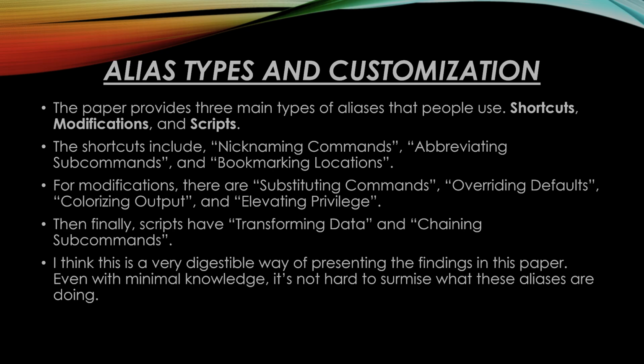The way that this paper organizes and shows you this information is through these following types. It provides three main types of aliases that people use: shortcuts, modifications, and scripts. Shortcuts include nicknaming commands, abbreviating subcommands, and bookmarking locations. For modifications, there's substituting commands, overriding defaults, colorizing output, and elevating privilege. And finally, scripts have transforming data and chaining subcommands. And honestly, even without going in further depth, the way that it's phrased, at least for me, it's very self-evident about what these things are trying to achieve.